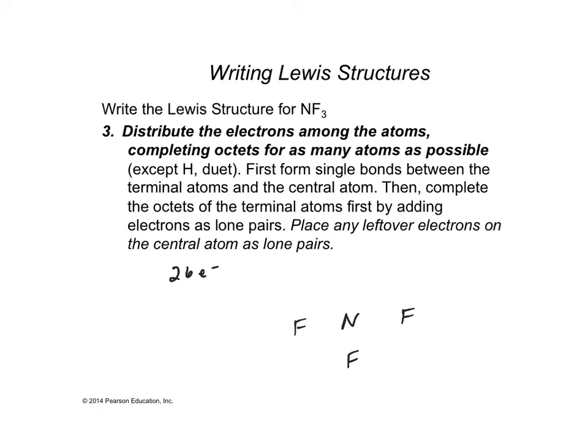Okay, so I'm going to come in and draw a line between my central atom and all of my terminal atoms. How many electrons have I put into the structure at this point? 6. What's next? I'm going to fill the outer octets. All of my terminal atoms, I'm going to go through and fill their octets. How many do I need to put into each fluorine to fill its 8 electrons? 6, right? So I'm going to put them in as lone pairs on each of my terminal atoms.